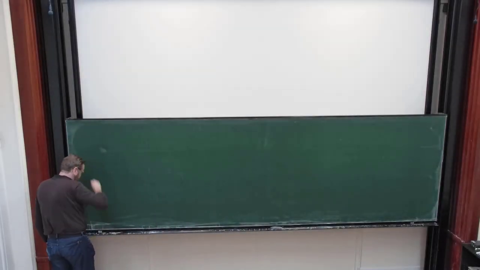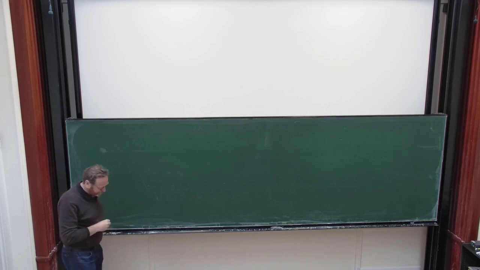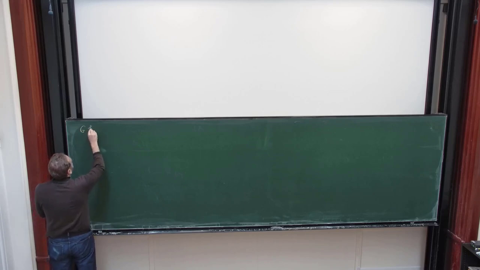Here is a problem that shows how little we know about modular representations. Of course, in this audience, probably I don't need to say that, but still. So suppose G is a finite group.